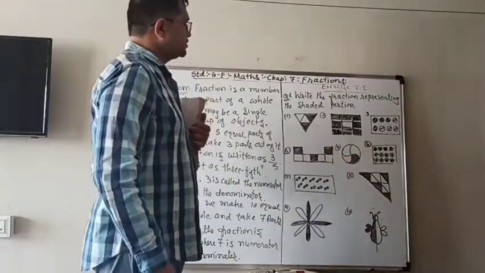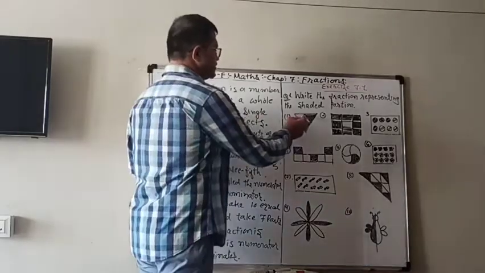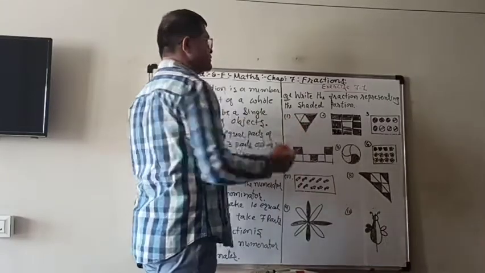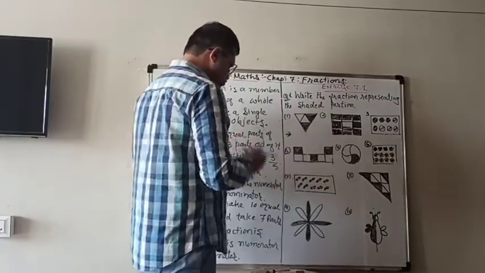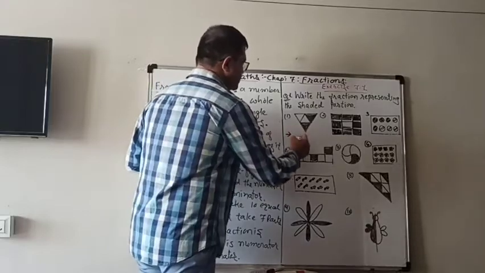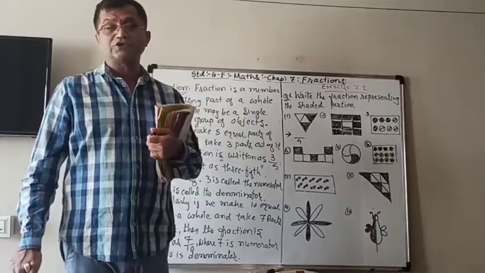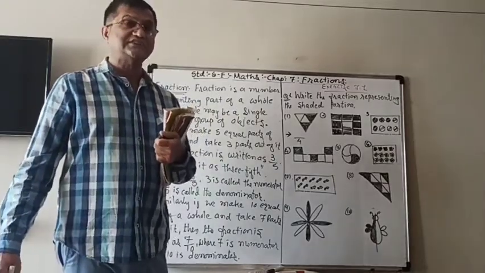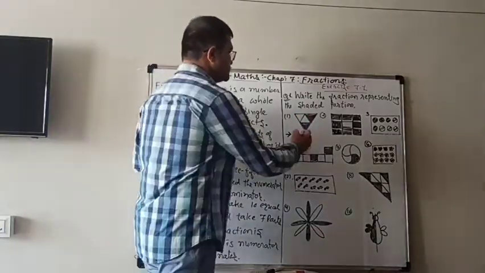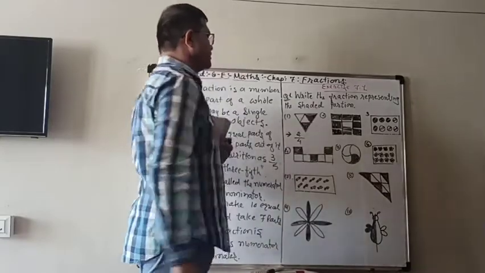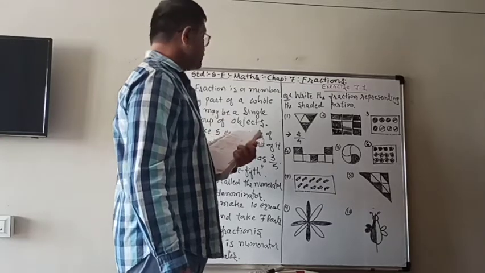Here in the first figure, how many parts are made? You can see that 1, 2, 3 and 4. 4 equal parts are made. So 4 will be written in the denominator because a total of 4 parts are made. Out of that, how many triangles are shaded? You can see that 1 and 2. So 2 parts are shaded, so you can write 2 upon 4. That is the fraction here.